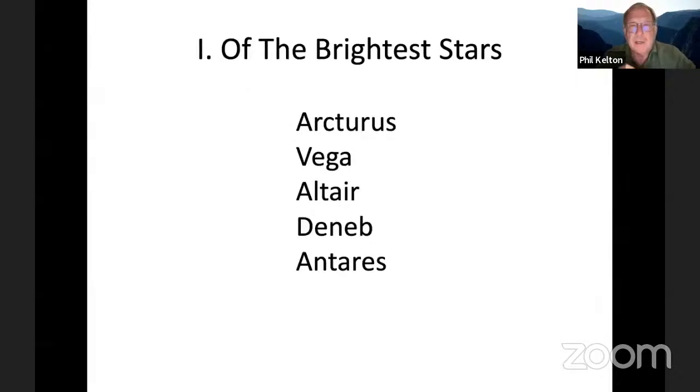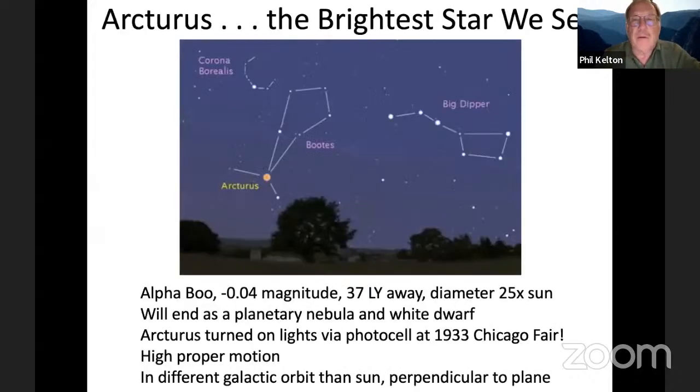Okay, so what I did is I took my 24 stars and I broke them up into 4 groups. And as we go through this, in general, we're going to proceed from the brightest stars to the faintest stars that you can see with your naked eye. So let's start with Arcturus.